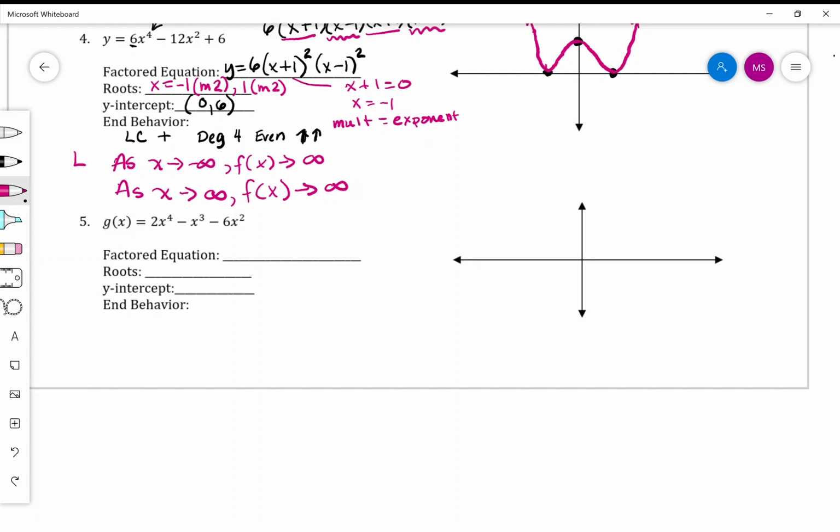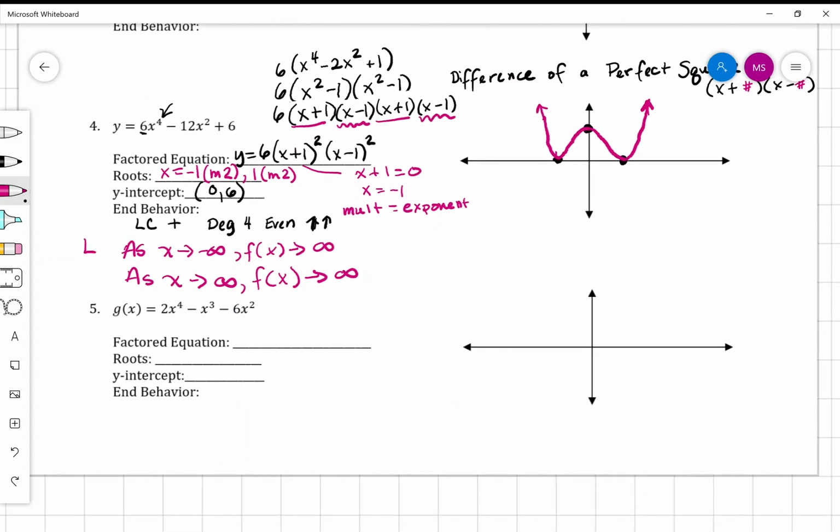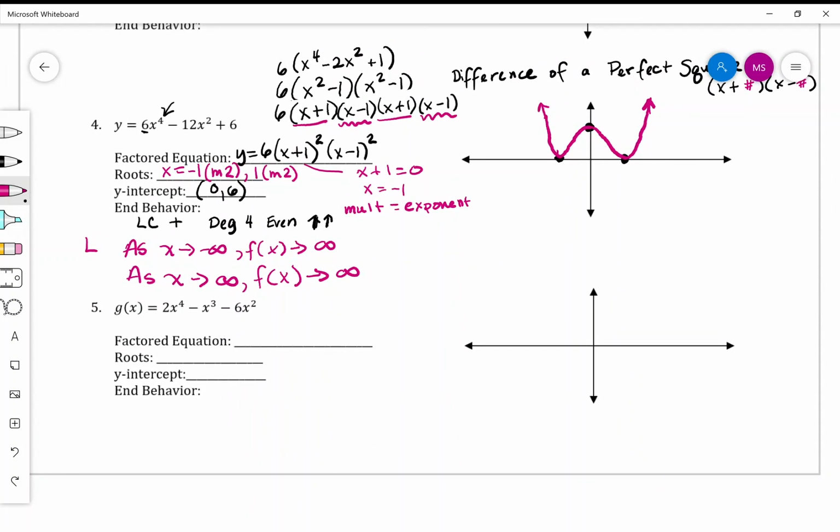So number 5, I'll leave number 4 so that you can see it. Number 5, here we go. So let's go ahead and factor what we know. Okay, so here we have 2 and then x squared. So, just x squared. So x squared is the only thing that we can factor out of everything.